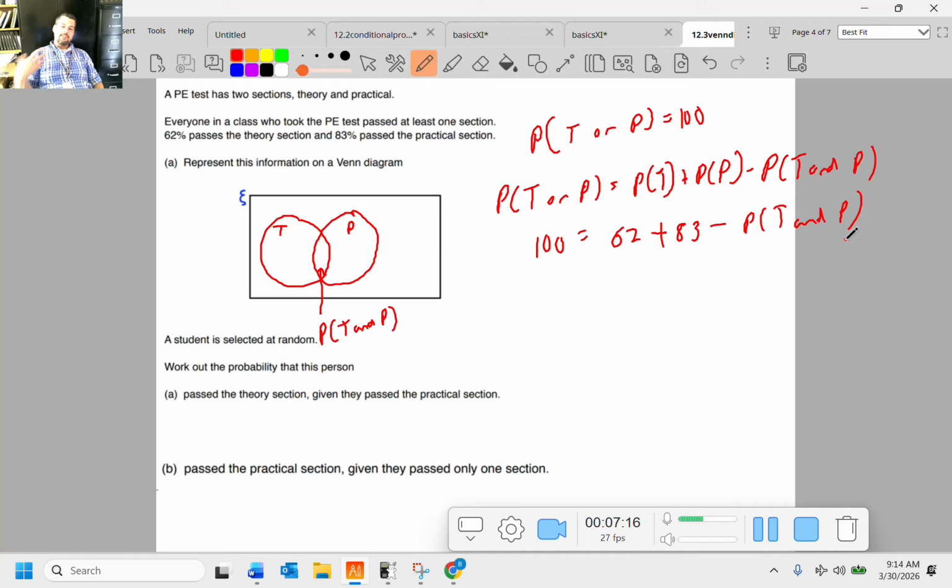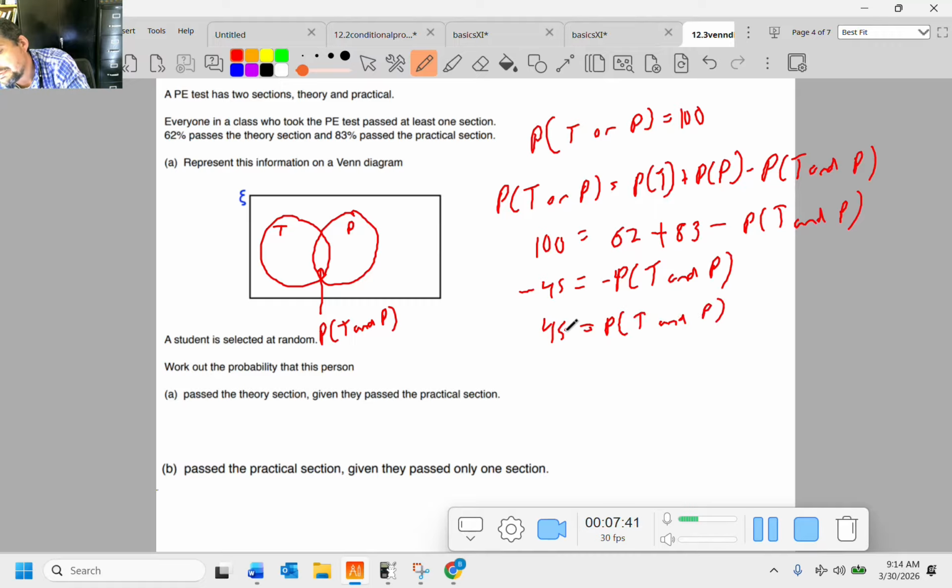So 100 minus 62 is 38, and then I'm going to actually add the numbers together first. 62 and 83 is 145, and 100 minus 145 is negative 45. So negative 45 equals the negative probability of T and P. Wow, I'm just doing a horrible job today. So 45 is the probability of T and P. And granted, it's a percent. All right. But this overlap space right there, I wish I'd made my circles bigger, is 45%.